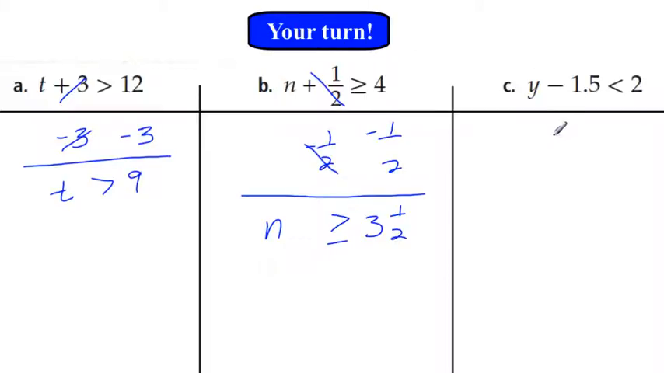On the right hand side, I want to add 1.5. We're doing the opposite. Remember, we're trying to get the variable by itself. So on both sides, I'm going to add 1.5. When I do that, my 1.5's on the left drop out, and I get y is less than 3.5.